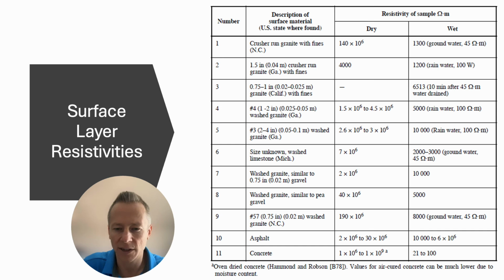But we use these in grounding studies, and we typically use this washed stone here. The number 57 washed stone, you can't see it super good, but it's 8,000 ohm meters wet. That's a good value to use, and we typically use lower than that just to be conservative.